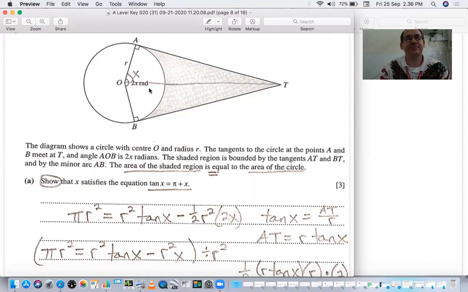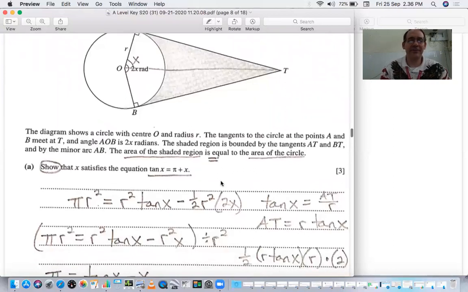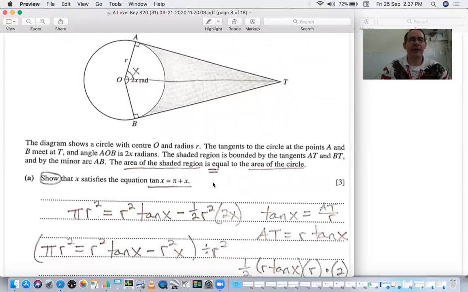Also, if you notice, if we split this diagram in half, then we can call that part of the angle just x instead of 2x. So pay attention whether you're dealing with a part here or with the whole angle. So this is pi r squared. Now, the area of the shaded region is going to be the area of these two right triangles, minus the area of the sector in the circle.